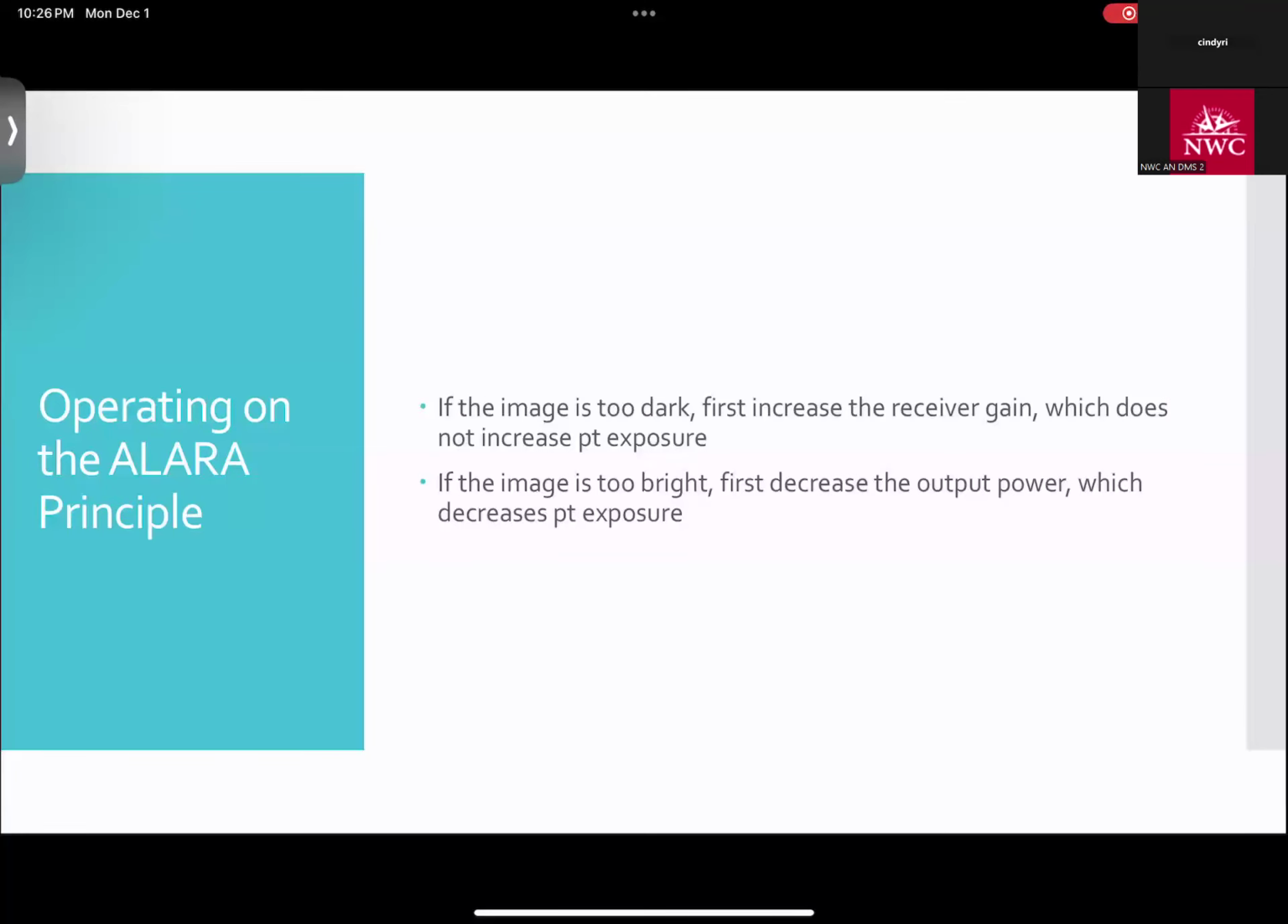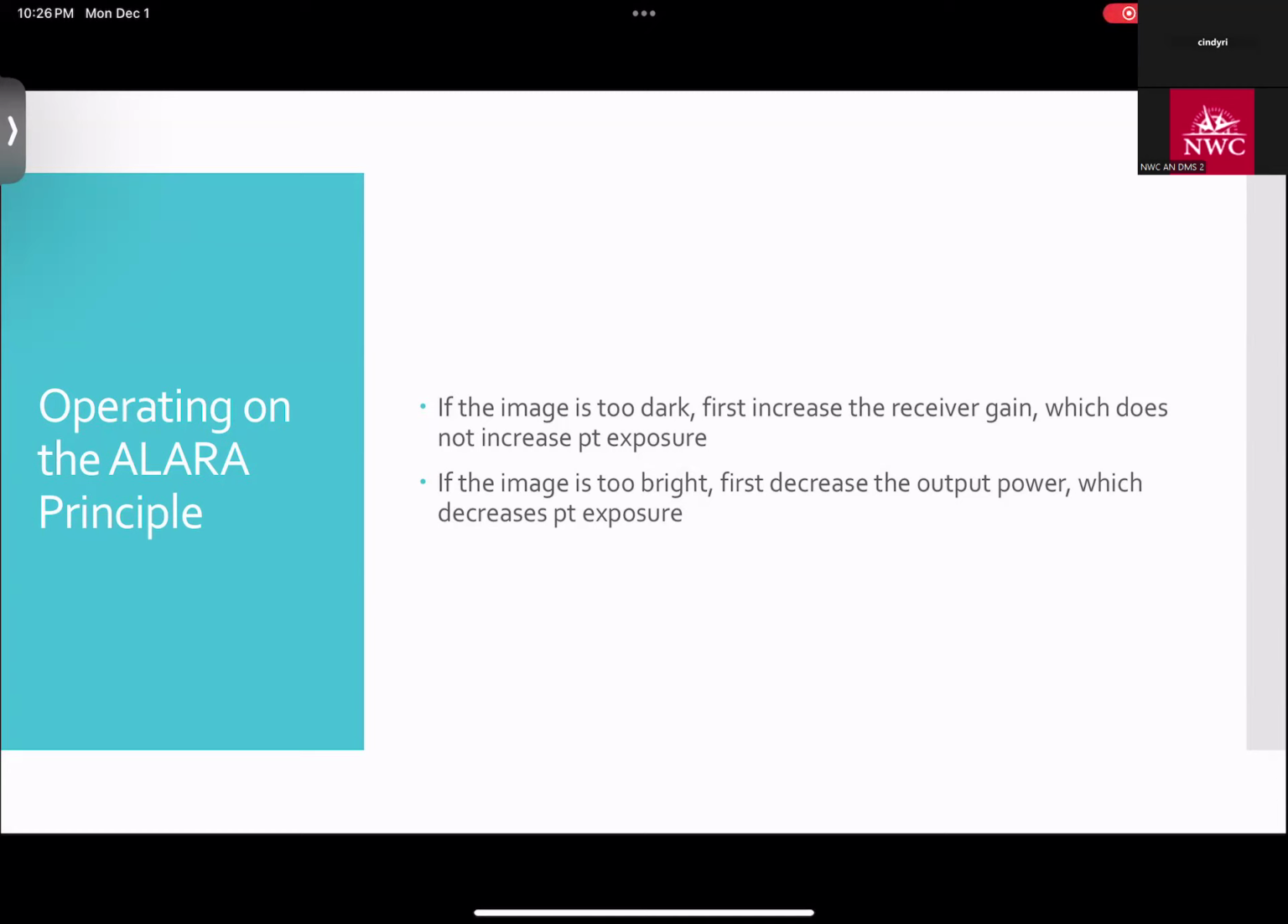We've talked about ALARA often as well, but this ALARA principle is very important because you have to really understand that it's always protecting the patient's exposure. So if your image is too dark, the first thing that you should do is increase your gain and not increase your output power. Increasing the gain, remember, you're just increasing the brightness of the echoes. And those echoes have already come out of the patient's body. Do what you want with them. They will no longer be harming the patient, regardless of how bright you make them.